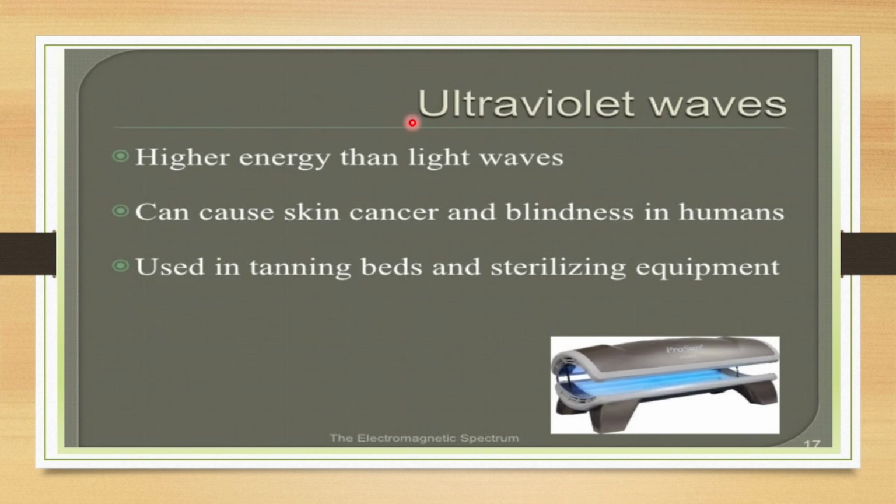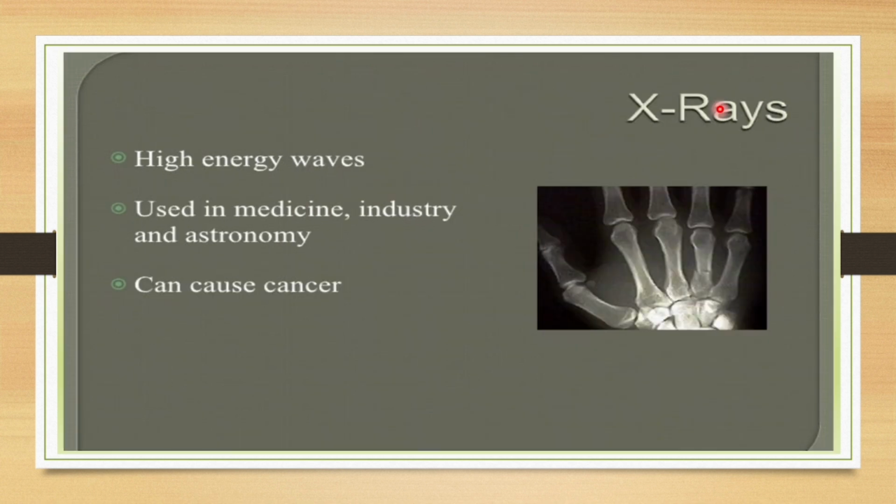The next waveform is ultraviolet waves. They have higher energy than normal light waves, and they can cause skin cancer and blindness in humans. They are used in tanning beds and sterilizing equipment. The next waveform is X-rays. X-rays have higher energy waves. They are used in medicine, industry, and astronomy, and too much exposure to X-rays can cause cancer.